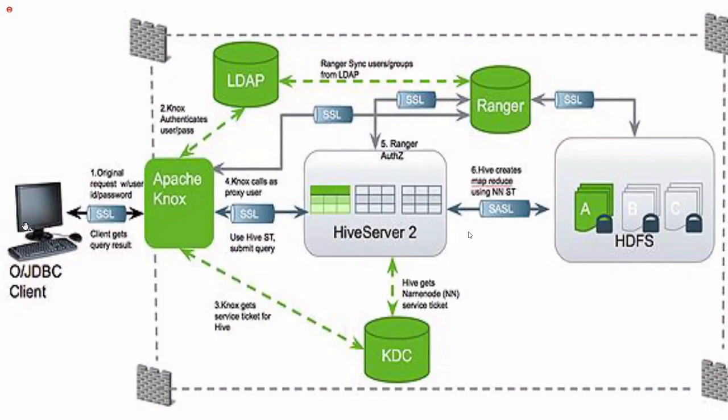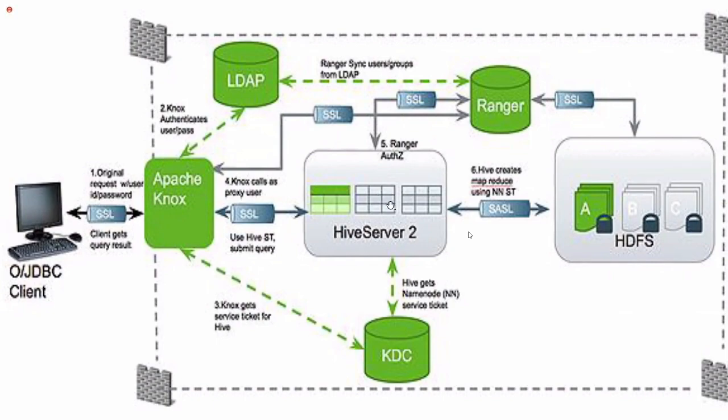First, the request comes and hits the Knox gateway. First, the user ID and password get validated here. Once it is validated, to connect to Ranger and Hive, it first contacts Kerberos, takes the Ranger ticket, goes to Ranger and takes the policies. Then, this is the 5th step, it goes to Hive Server 2. Again, to talk to Hive Server 2, it takes the Hive Server 2 service ticket also.